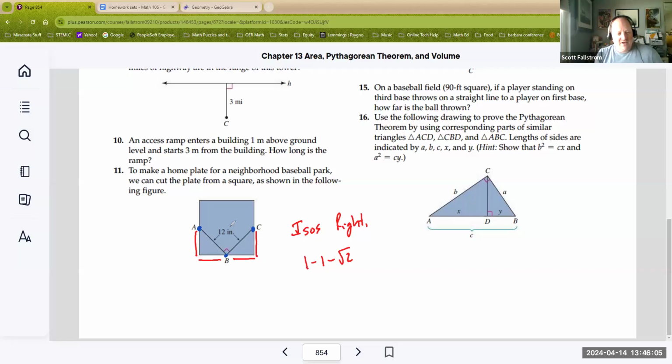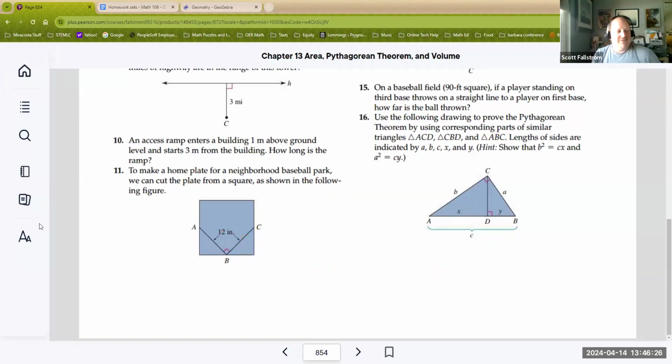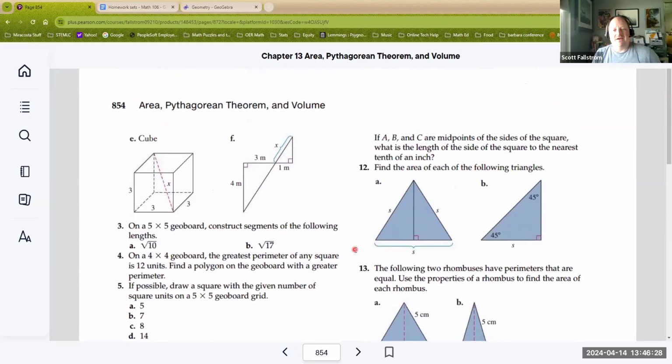Set up a ratio. The fact that you know one side is 12 inches, it's the long side. So you'd have 12 inches is to x, that's the short side, as the square root of 2 is to 1. Set up your ratio and you can solve it fairly quickly. You may not need to use the Pythagorean theorem for this one. In a sense, we are using it, just in a shorter way.